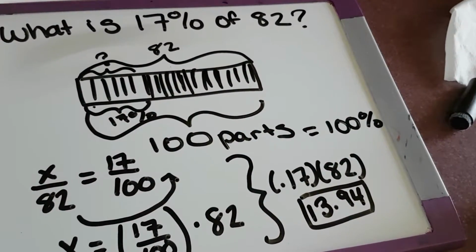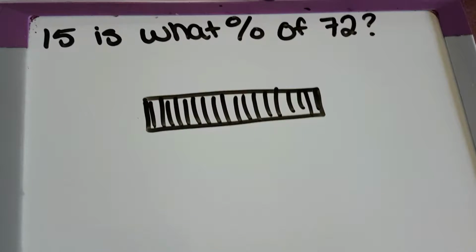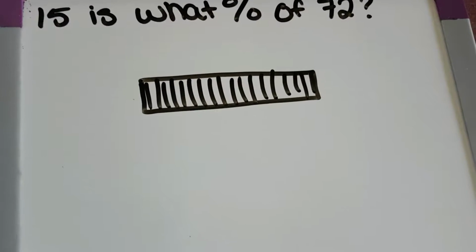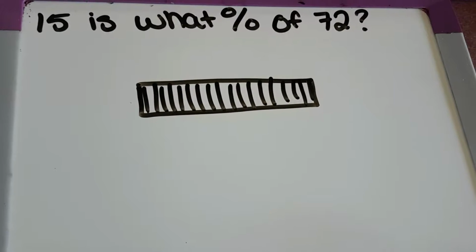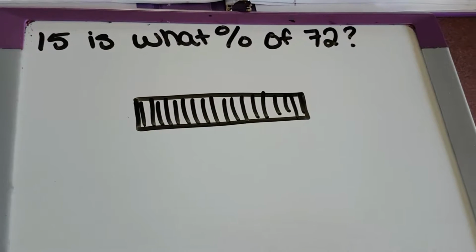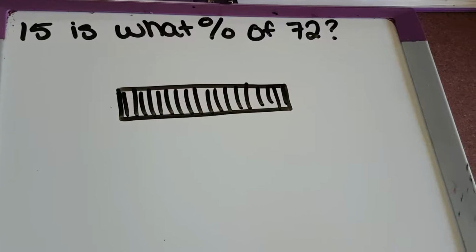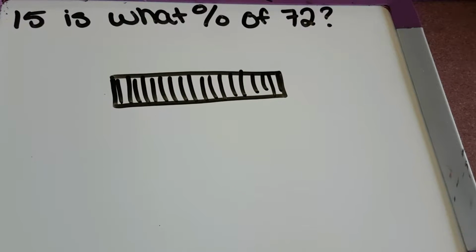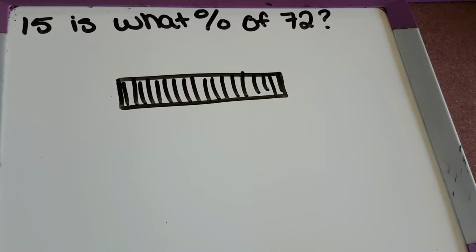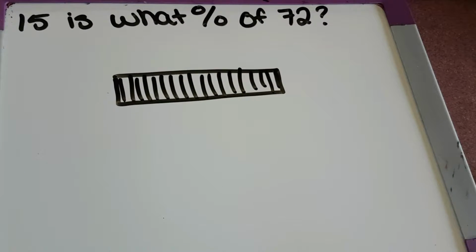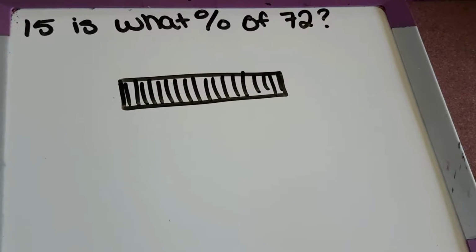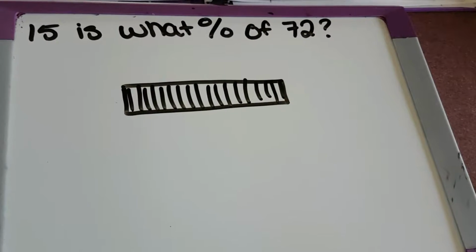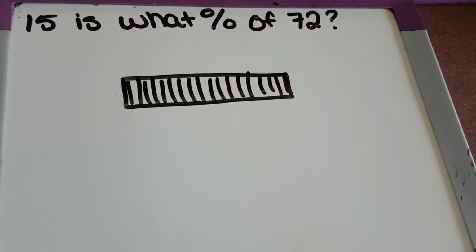Now let's go on to the next problem. In our last problem, we figured out how much out of the whole was 17%. Now we are going to find the percent out of the whole. So on this problem, it says, 15 is what percent of 72?